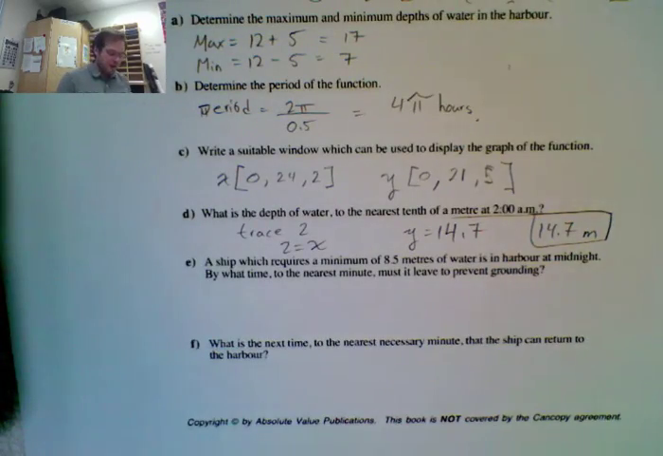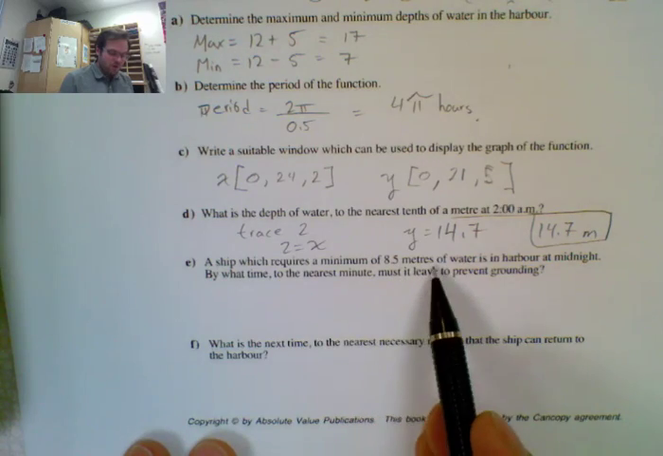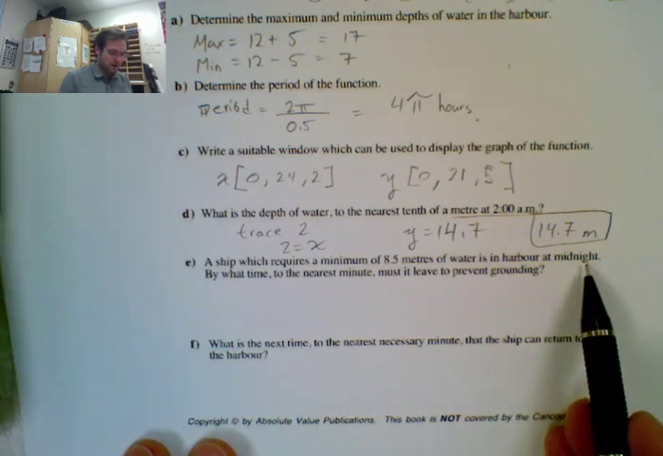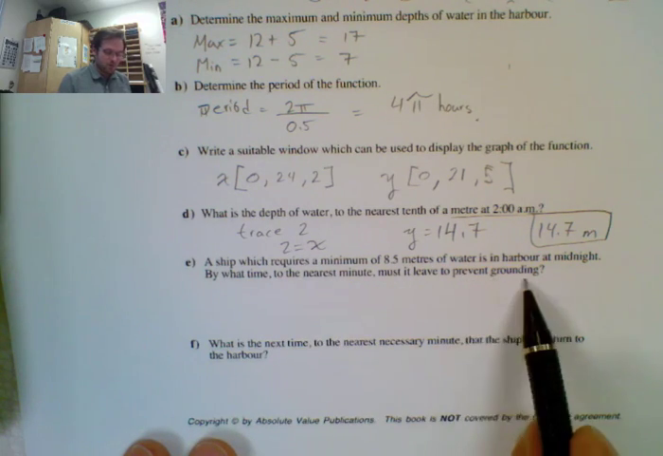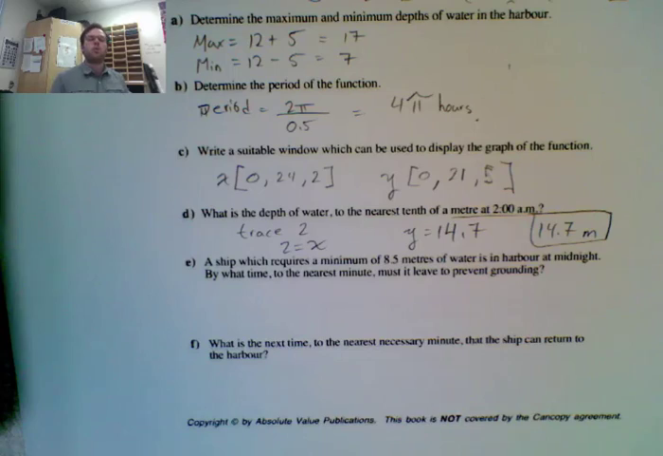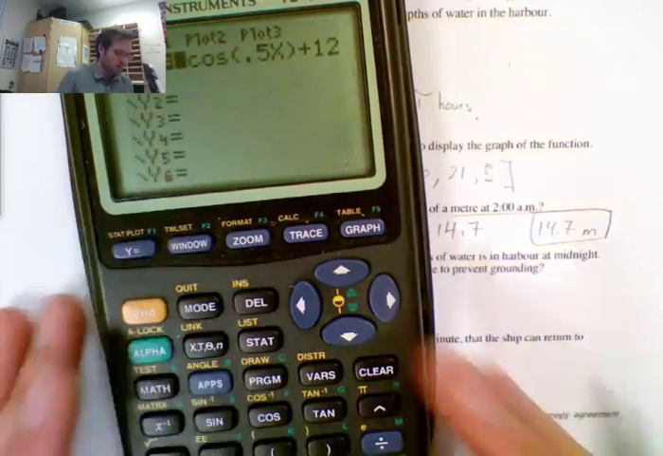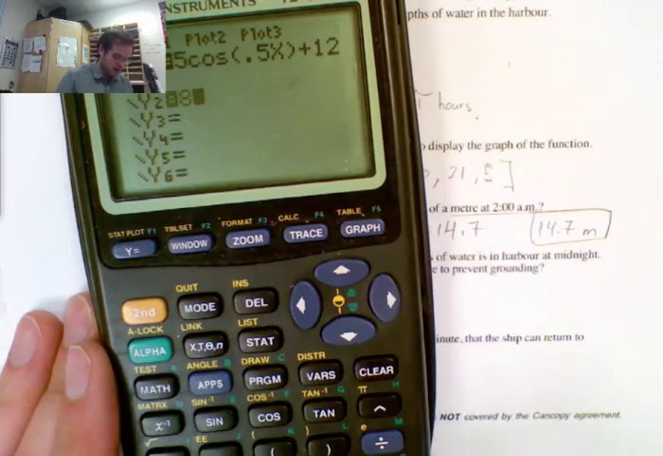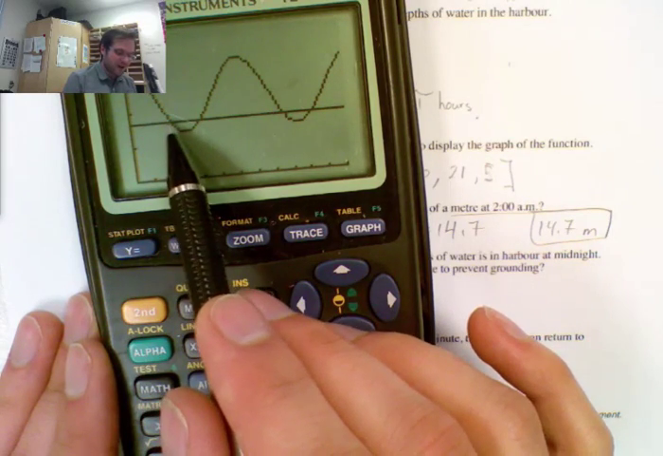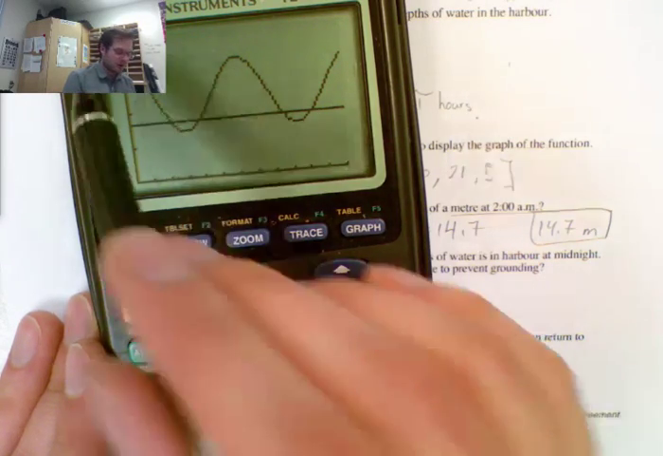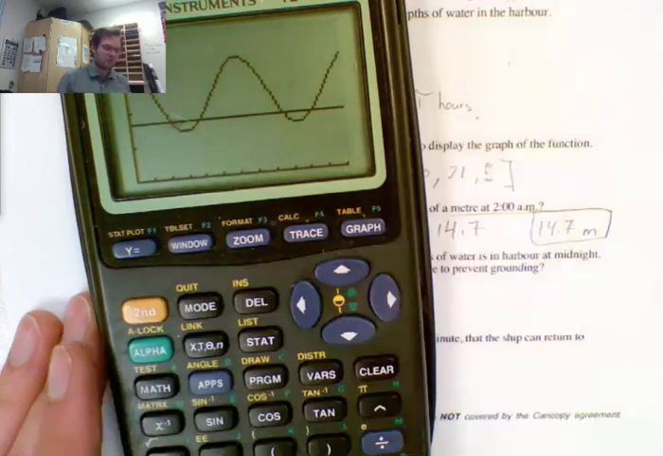So now part e is saying a ship requires a minimum of 8.5 meters of water in the harbor. At midnight, by what time to the nearest minute must it leave to prevent grounding? Okay? So what time must it leave before the water level sinks so much that the ship grounds? So I'm going to look here. We want the minimum at 8.5. So I'm going to go here, 8.5, and I'm going to graph it. And I'm going to find my intersections here. So it must leave at whatever time this is here, because midnight is 0, so that's where we're going to leave.